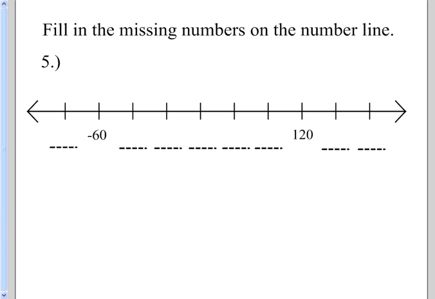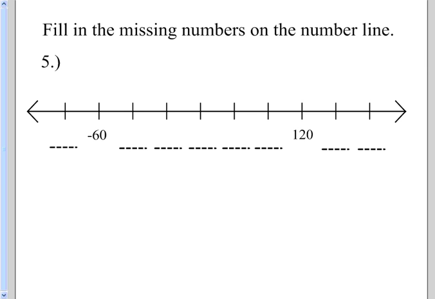This is the homework quiz for week 15, and we're in question number 5, which gives us another chance to practice filling in the missing numbers on a number line. And we're going to be using the same strategy that we've been using thus far, which is to find the distance in between negative 60 and 120 and divide it by the number of intervals there are, the number of spaces in between, to find out the size of each one of those spaces.